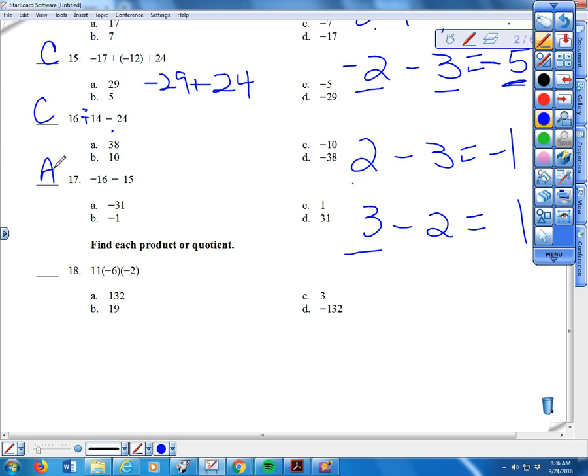Okay? So we've got parentheses here. Negative 6 times negative 2 is positive 12. Positive 12 times 11 is positive 132.